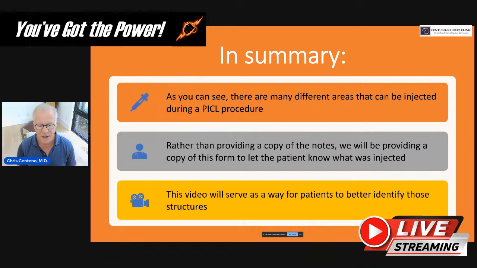And then rather than providing a copy of the notes, we're going to be providing a copy of this form to let the patient know what was injected. And then this video will serve as a way for patients to better identify those structures. So let me go ahead and stop the sharing, and I'll go answer some questions.